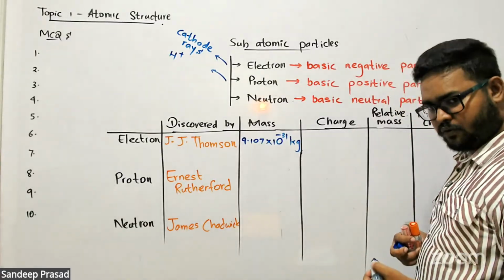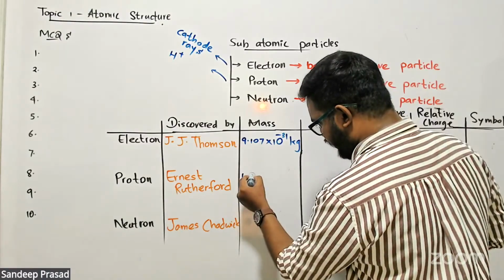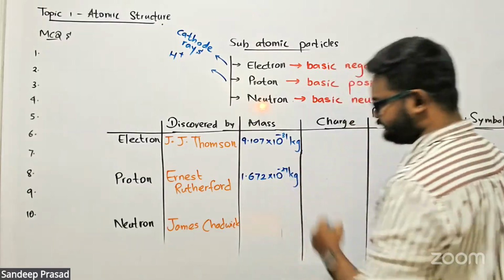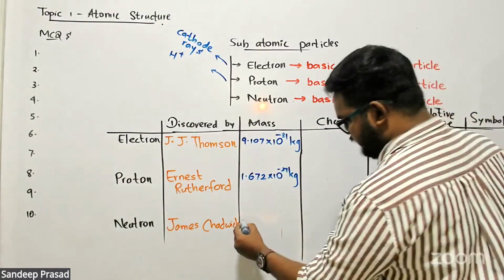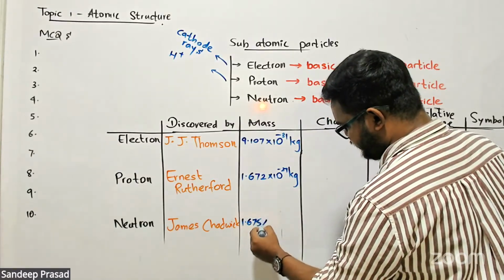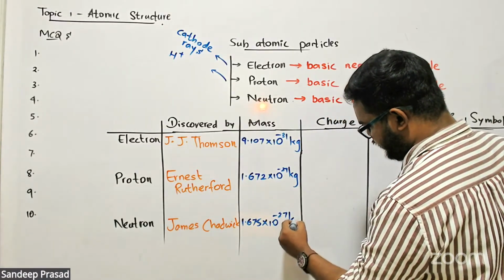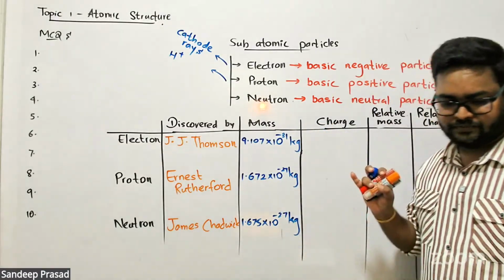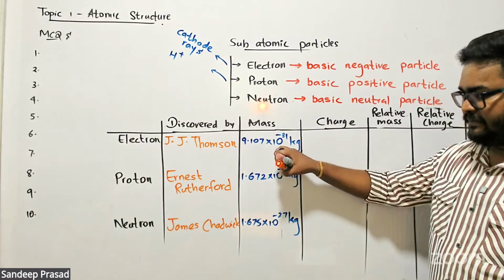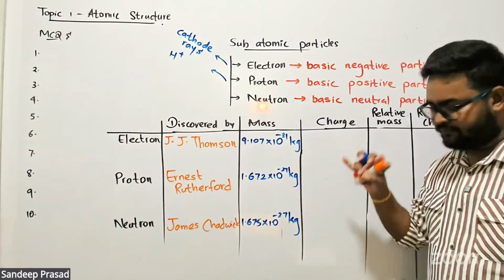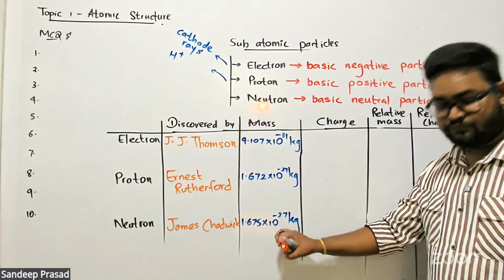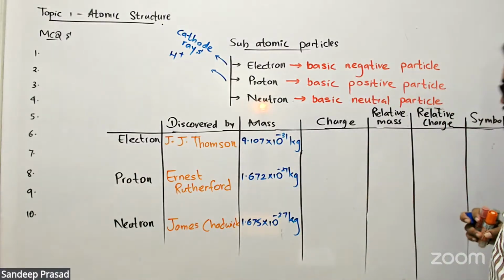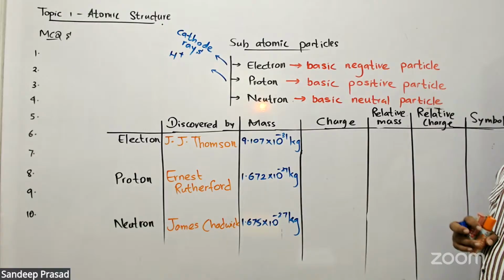And what is the mass of proton? Mass of proton is 1.672 × 10^-27 kilograms. And mass of neutron is 1.675 × 10^-27 kilograms. Understood? Yes, you have to remember these three values. Students, you have to remember the mass of electron, the mass of proton, and the mass of neutron as well. So these are the masses of electron, proton, neutron.